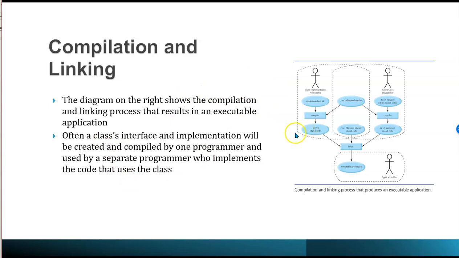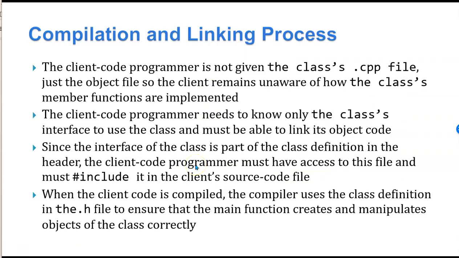So, the diagram on the right shows how compiling and linking works. A class's interface and implementation will be created and compiled by one programmer and used by a separate programmer who implements code that uses the class. The client code programmer isn't given the .cpp file, just the project file, so the client remains unaware of how the class's member functions are implemented. The client code programmer needs to know only the class's interface to use the class and must be able to link to the object code.